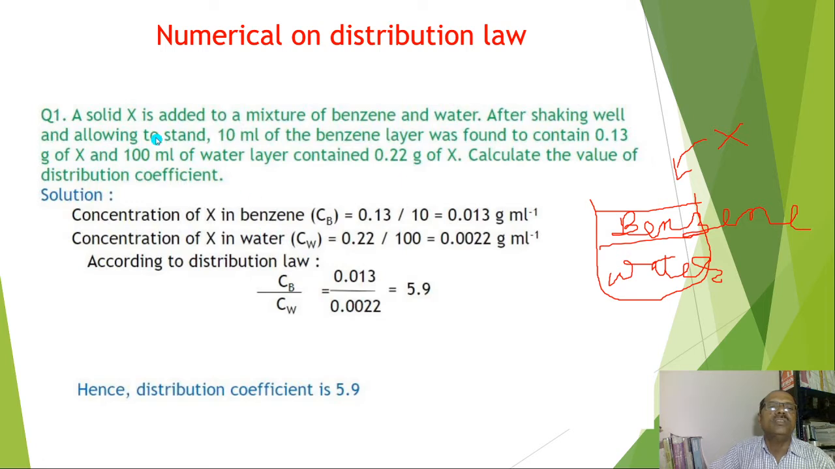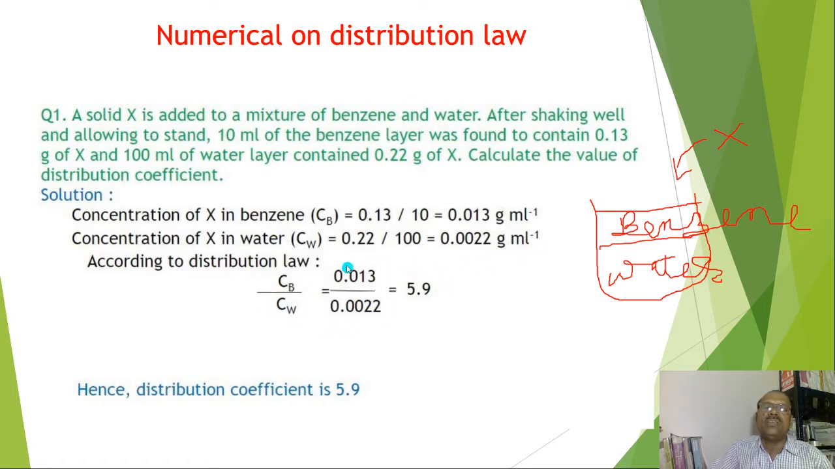Concentration of X in benzene is 0.13 in the 10 ml, and hence the concentration of X in benzene, Cb, is equal to 0.13 in the 10 ml of benzene layer. After solving it, we will get 0.013 gram per ml. Then the concentration of X in the water layer will be 0.22 per 100 ml. After solving it, we will get 0.0022 gram per ml.